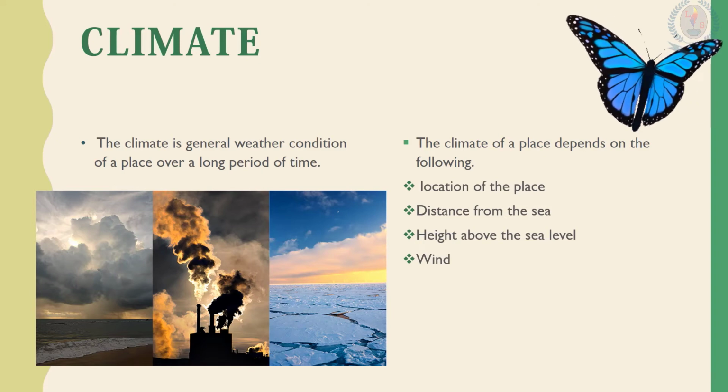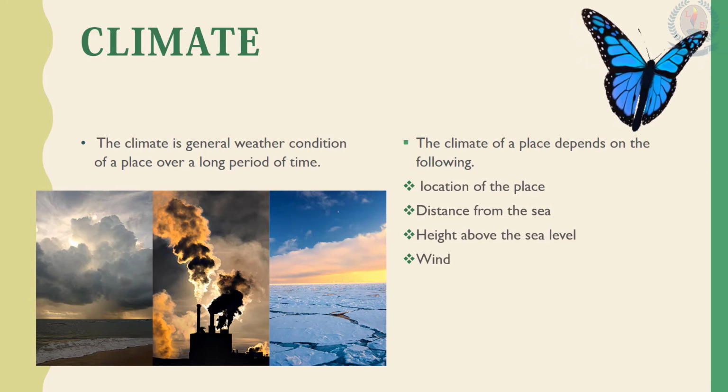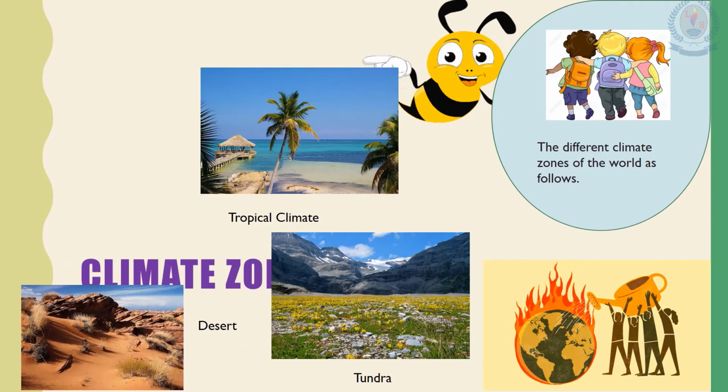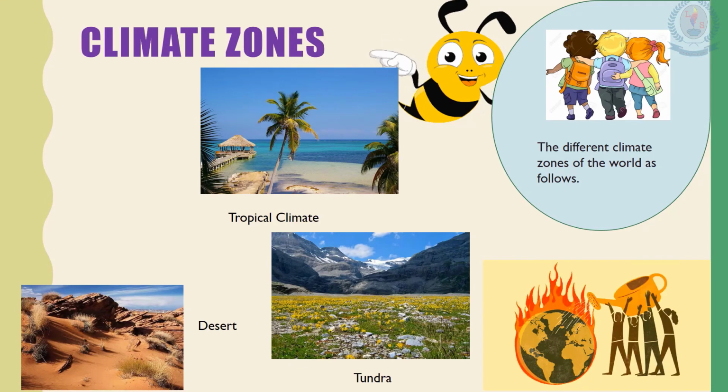Wind. Winds that blow from the ocean to the land help to cool down the land. Sometimes they also cause rainfall. Winds that blow from the land are hot and dusty and make a place hotter. Children, can you tell me why the two polar regions are always cold? Let's learn about climate zones.